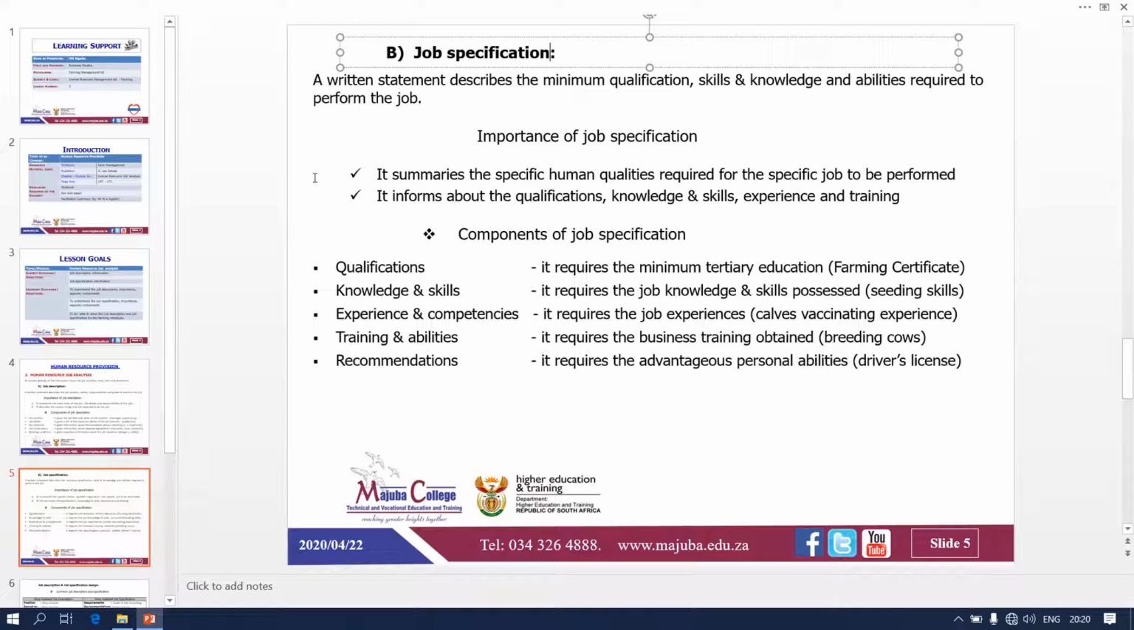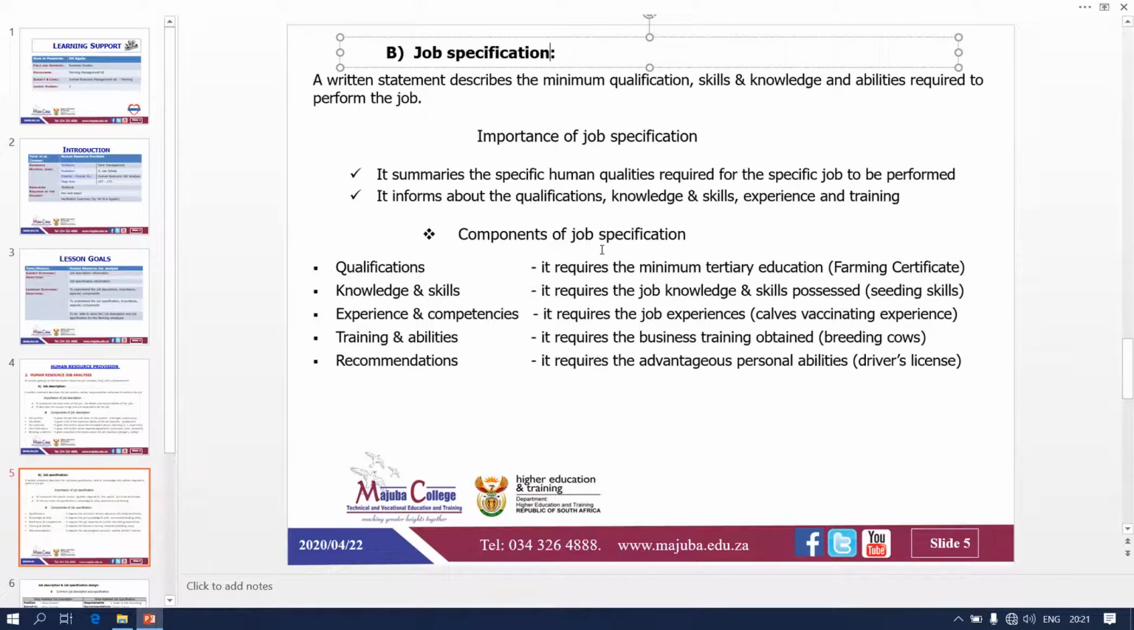Let's look at the importance. It summarizes the specific human qualities for the job. It informs about qualifications, knowledge and skills, experience and training. Let's look at the components, what you might think of. As I mentioned here, it is the same one.